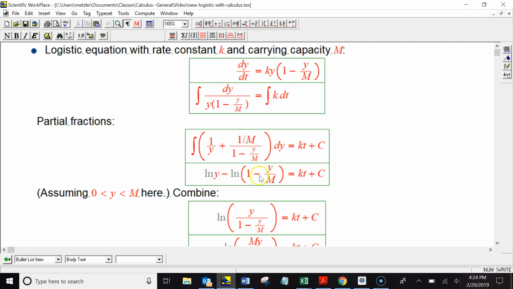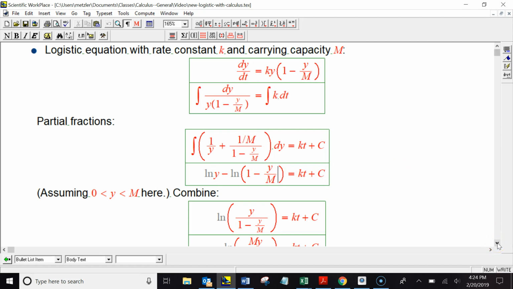Okay, you might notice I didn't put any absolute values here. That's exactly one of the nice simplifications I get by only focusing on the case where y is between 0 and m, so both of these quantities are positive. If not, I'd have to do the absolute values and the plus or minuses later, and it's a little annoying. I want to avoid that.